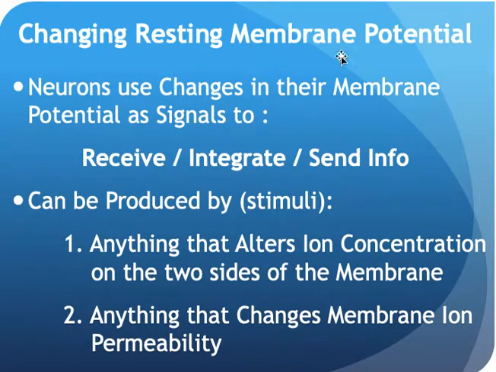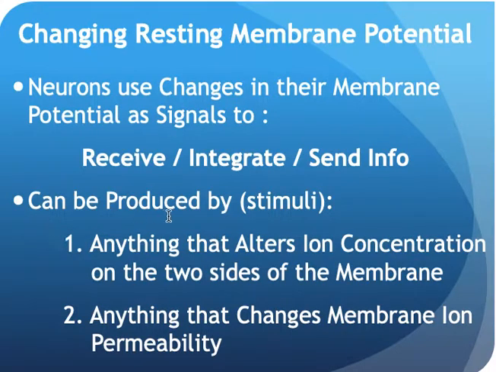But changing resting membrane potential, okay, so neurons use changes in their membrane potential as signals, and again, we come back to what we learned in the last chapter, is that we're using these changes as signals to receive, integrate, or send information. So this is how your body is monitoring what's going on around it.